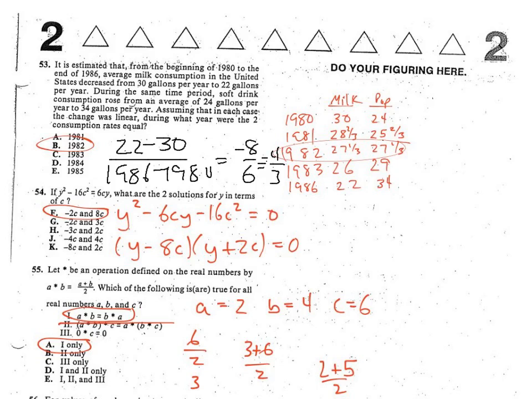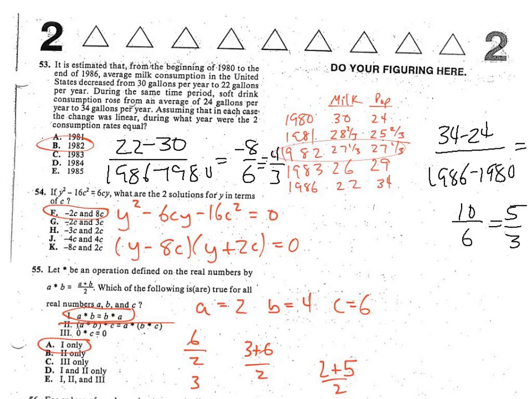For pop, in similar fashion, I'm going to take 34 minus 24 over 1986 minus 1980. Again, trying to find the slope, which is 10 over 6 or 5/3. Positive, meaning I'm going up 1 2/3 each year. So if I take the slope of milk being down 1 1/3 each year, and the slope of pop going up 1 2/3 each year, I look and see that they have the same value in 1982, which would be our solution.